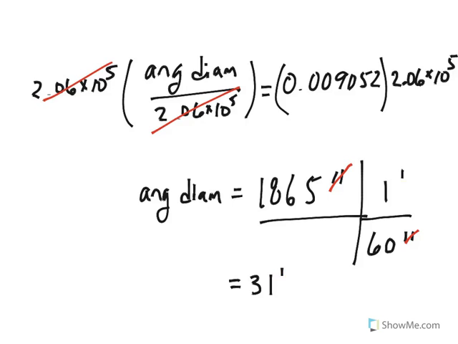Let's say we wanted to convert this answer into degrees. Well, we know that there are 60 arc minutes in 1 degree. So 31 times 1 divided by 60, well, that's equal to about a half. And once again, the units of arc minutes cancel, and we're left with the unit of degree. So the angular diameter is 1865 arc seconds, or 31 arc minutes, or a half a degree.